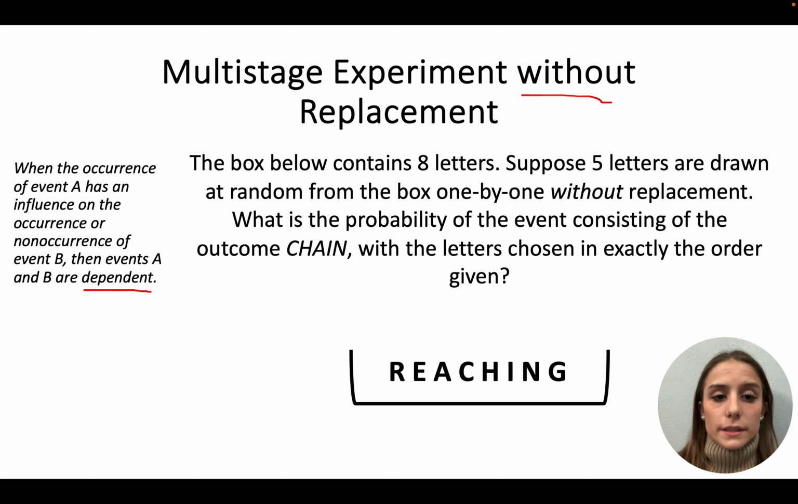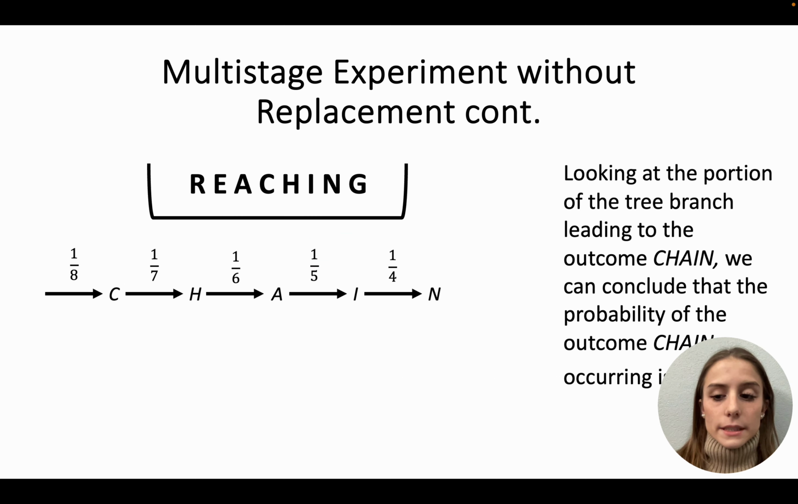Let's look at our example. The box below contains 8 letters. Suppose 5 letters are drawn at random from the box one by one without replacement. We're going to look at the probability of the event consisting of the outcome CHAIN, with the letters chosen in exactly that order. They have to be CHAIN. Look at our next page here: multi-stage experiment without replacement continued.